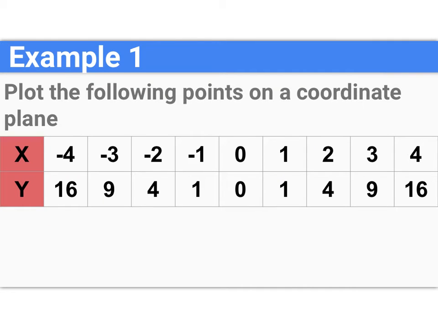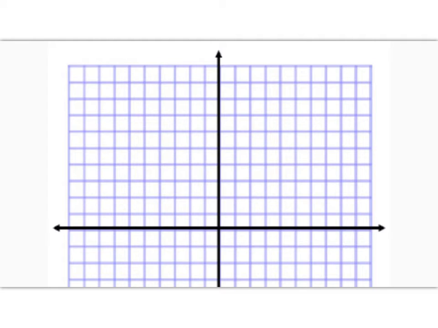Okay, plot the following points on the coordinate plane. So we're going to take these points and plot them. From the previous page, we have (0, 0), (1, 1), (2, 4), (3, 9), (-1, 1), (-2, 4), and (-3, 9). And then you just connect the dots. And as you can see, we get a U shape.